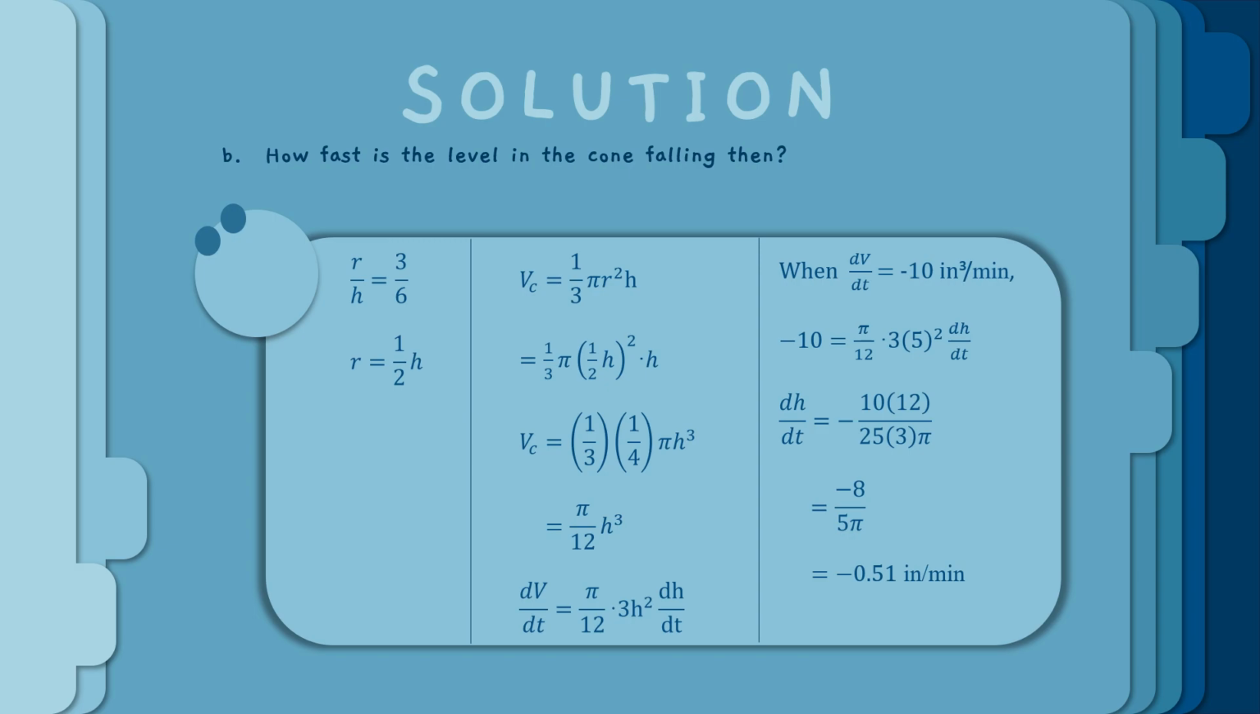Using all the answers we get, we can find dh over dt. When dv over dt is negative 10, it equals pi over 12 times 3 times 5 squared times dh over dt. dh over dt equals negative 10 times 12 over 25 times 3 pi, and the answer will be negative 0.51 inches per minute.